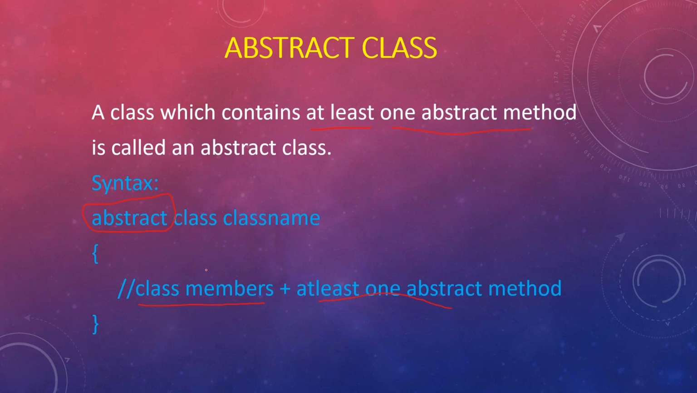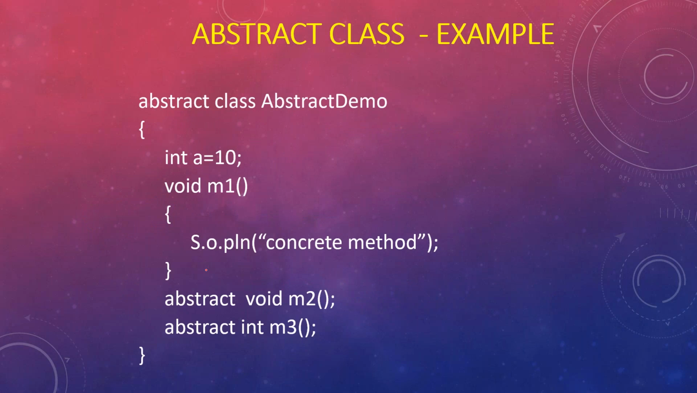Now I'm moving on to the next part. An example program I've given here. What is the class name I have taken? The class name I have taken is AbstractDemo. Before the class I have to precede with a keyword called abstract. Always the keyword should be written in small letters, not in capital letters.